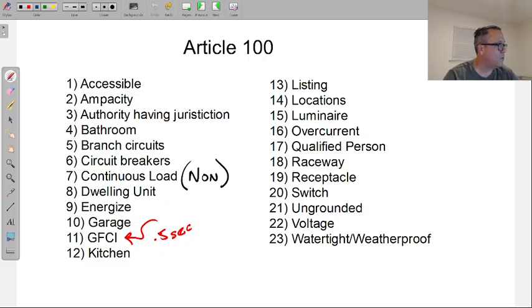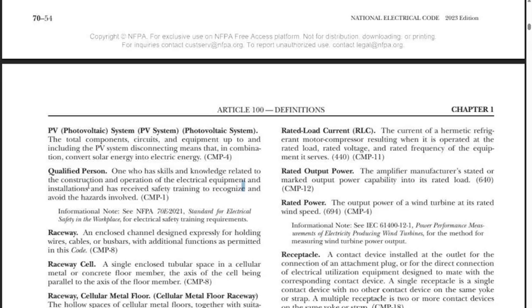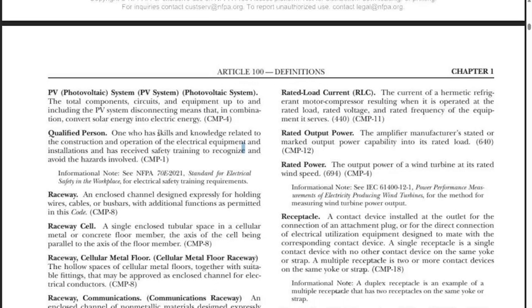Oh, there it is. Just like one Q. There it is. Couldn't find it. Qualified personnel, one who has skills and knowledge relatable to construction and operation of the electrical equipment. I don't think there's anything more to say about that one. Just make sure you have it highlighted.